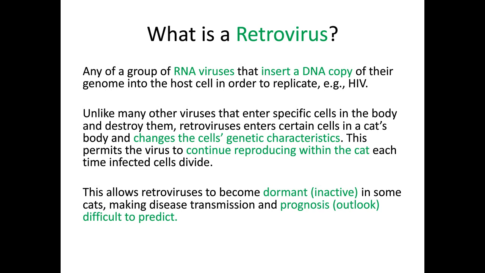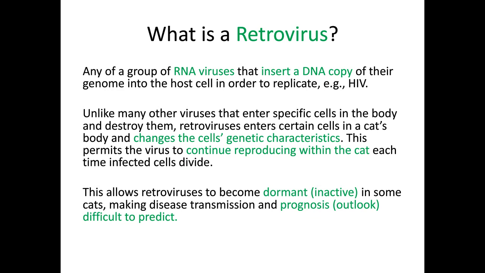So what is a retrovirus? It's any group of RNA viruses, and they insert a copy of their DNA into the cell, which is really smart, and it allows that cell to go ahead and start replicating and reproduce the virus. So unlike many other viruses that enter a specific cell in the body and destroy them, the retroviruses enter the cell in the cat's body and then change the cell's genetic characters. And this permits the virus to continue reproducing within the cat each time the cell divides. So this allows the virus to become dormant, sometimes inactive, in some cats, making the disease transmission and prognosis much more difficult for us to predict.